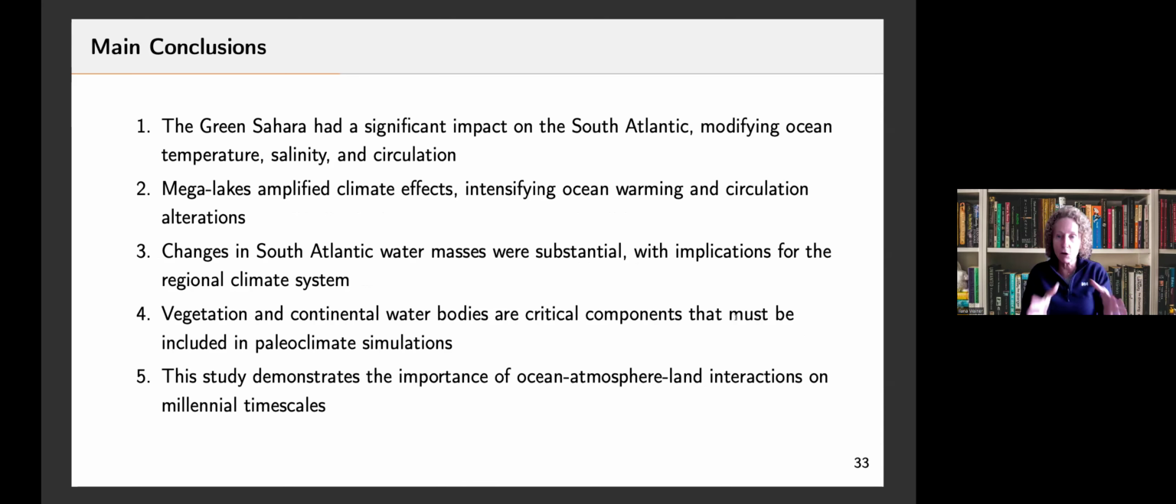So, just organizing my conclusions. I can say that the Green Sahara, which is this period of extreme humidity and increased rainfall in the mid-Holocene, had a significant impact on the South Atlantic, modifying ocean temperature, salinity, and circulation. The megalakes, through the experiments, amplified climate effects, intensified ocean warming, and changes in the South Atlantic water masses, which we see through the salinity changes, were substantial, with implications for regional climate systems, and I didn't write down, but also for CO2 uptake.